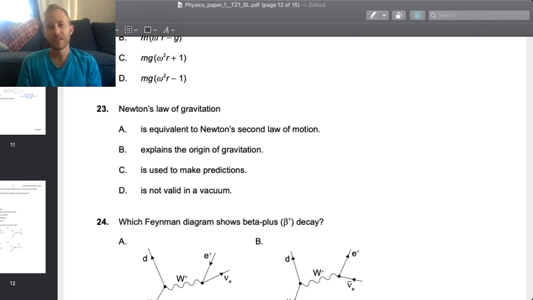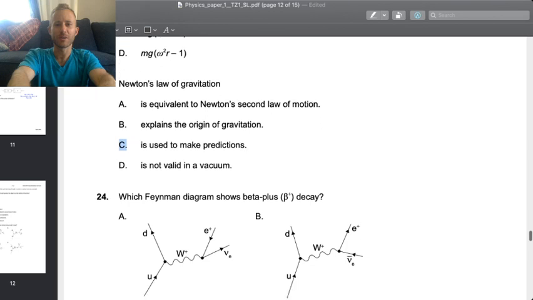And D, Newton's law of gravitation is not valid in a vacuum. Space is a vacuum, and planets are moving through space, so it's valid in a vacuum. So the answer's got to be C. Isn't that a weird little question to put in there? That's a bizarre question.